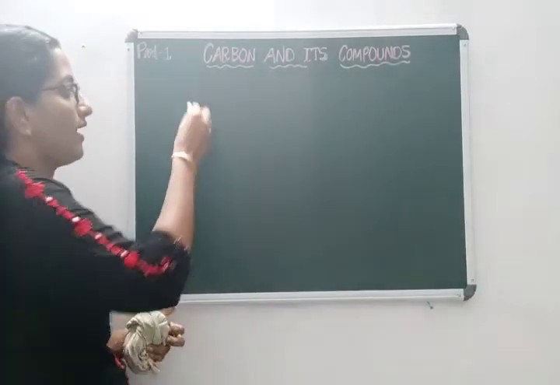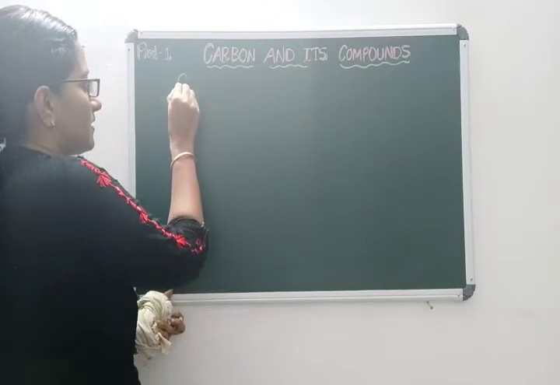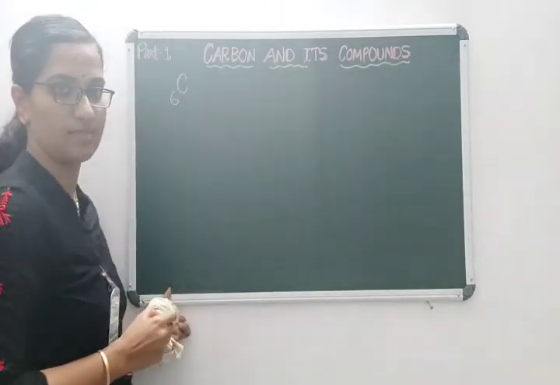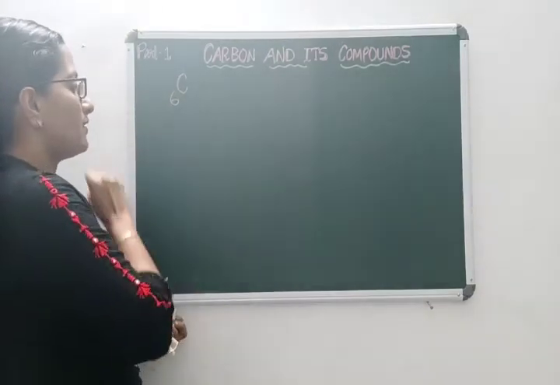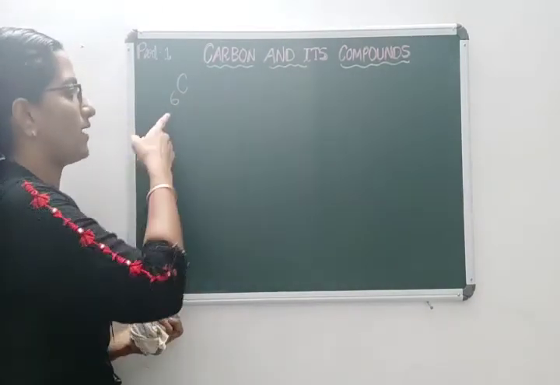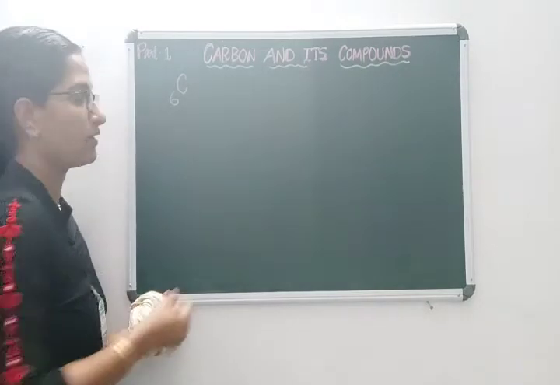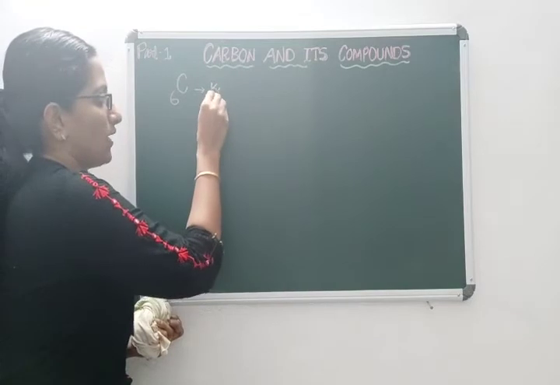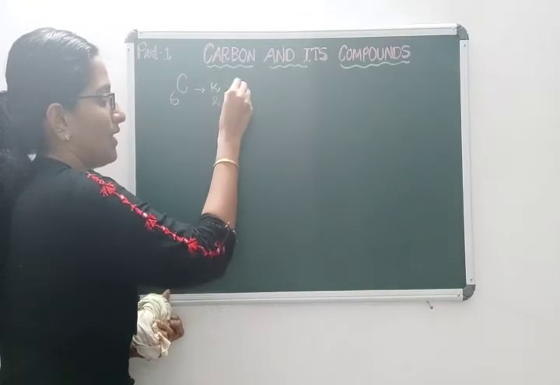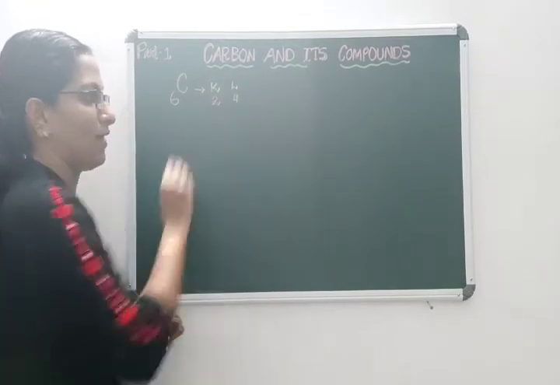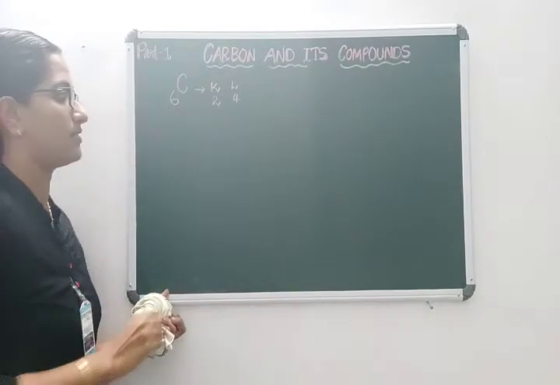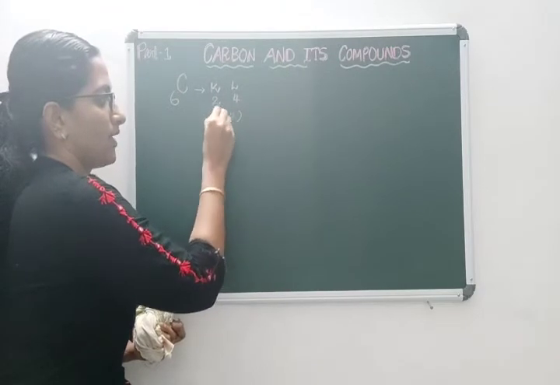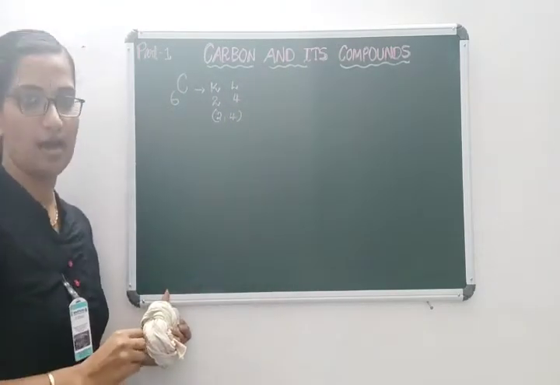As we know, carbon is the sixth element. Sixth element means the atomic number of carbon is 6. How will you write the electronic configuration of carbon? K shell with 2 electrons, L shell with 4 electrons. So 2, 4. This is the electronic configuration of carbon.